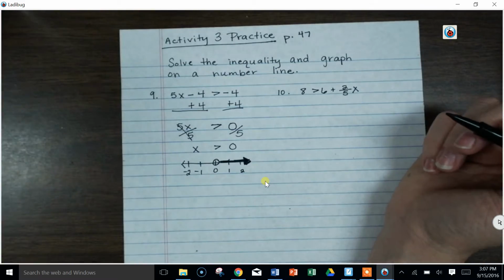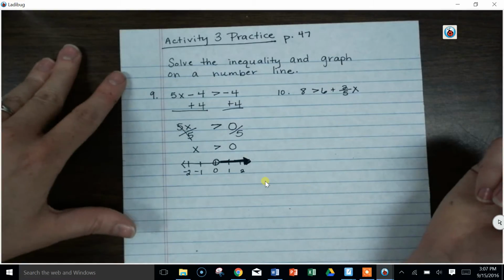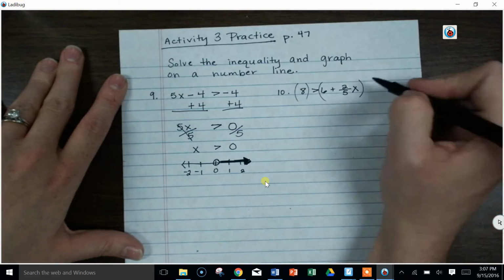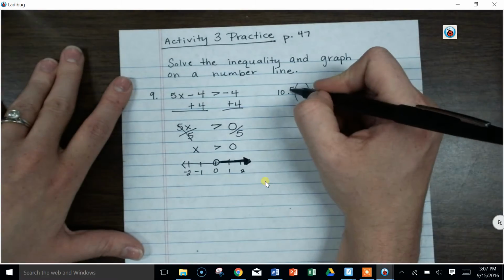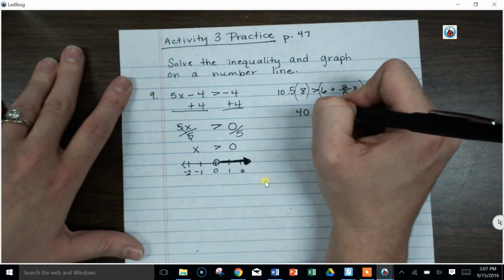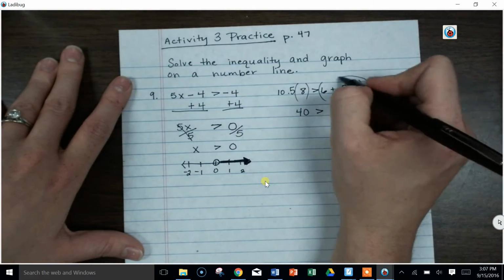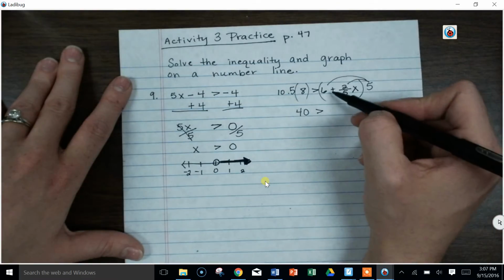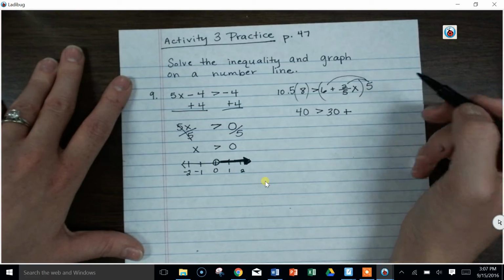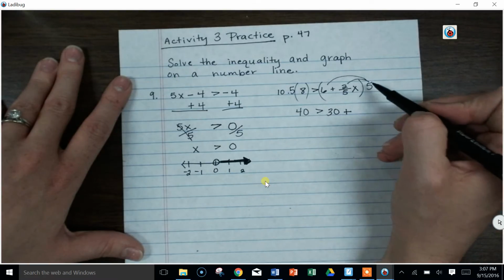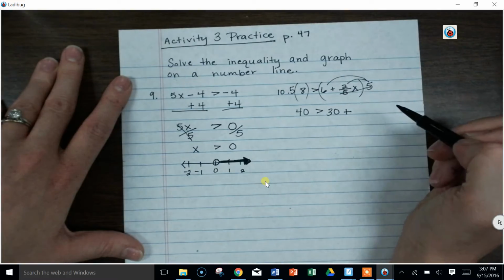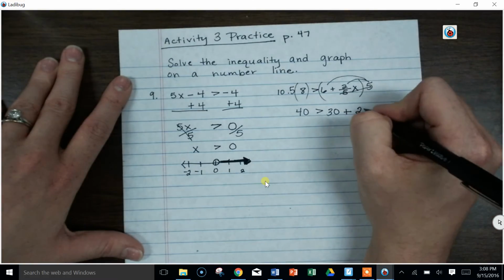8, 10. I have a fraction, and I want to start by getting rid of that fraction, so I'm going to multiply everything on both sides of my inequality by the denominator 5. On the left, 5 times 8 is 40. Keep the inequality. I'm going to distribute this 5 through. 5 times 6 is 30. Keep the plus sign. Now here, if you multiply by the same number that's in the denominator of a fraction, they just divide out, and you're left with 2x.